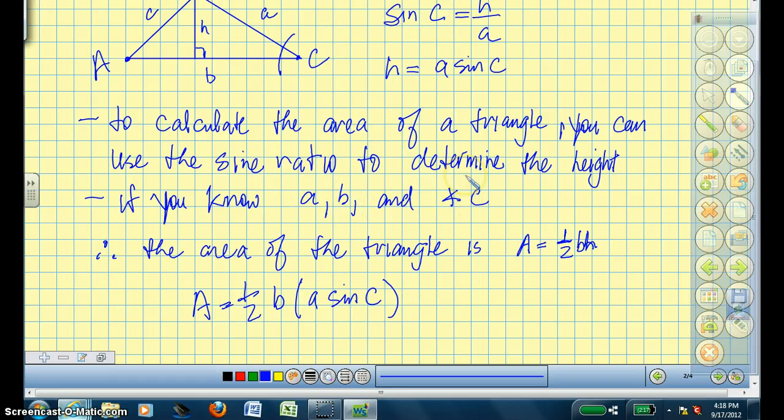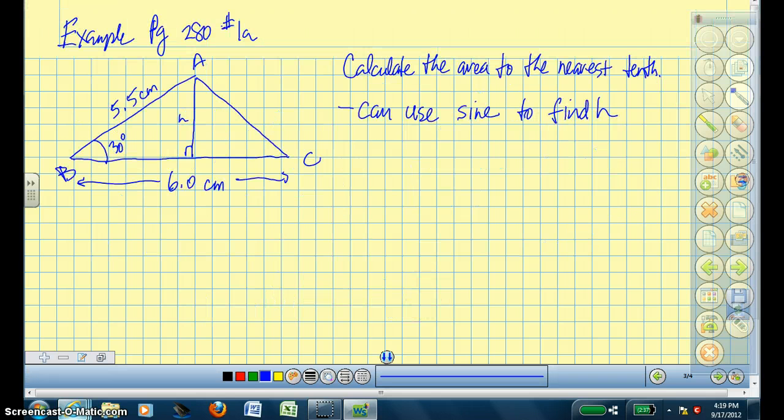So now, simply what we're doing is I'm taking this expression over here and I'm substituting it into this expression, area equals 1/2 base times height, which is the area formula of a triangle. So when I replace the h with this expression over here, you now get the area of the triangle is 1/2 the side length of B times A times the sine of angle C, all in brackets. Now let's look at an example.